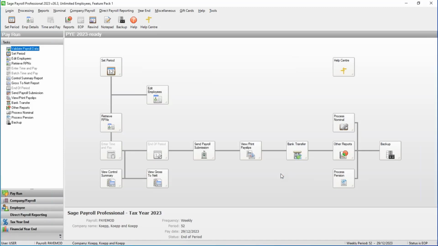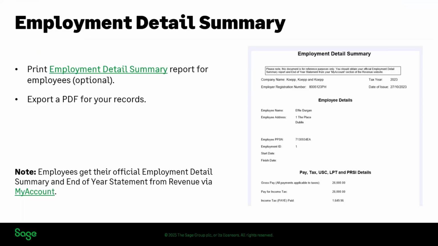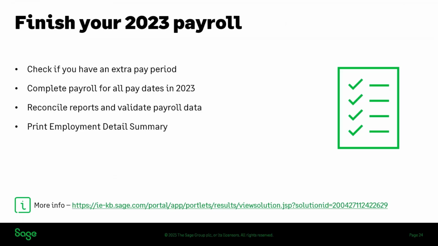So that's it for year-end reports. Everything else has been done in real time throughout the tax year. So that's 2023 finished. Just as a recap of the steps that we've been through there, we started by checking if we had an extra pay period. So it's weekly, fortnightly or 4 weekly, with a regular pay date landing on Sunday, 31st of December. We've completed our payroll for all pay dates in 2023. It's up to you to decide whether you want to do a holiday period if you are weekly paid. We've done some reconciliation and validated the payroll data, and we finished there with printing the employment detail summary.